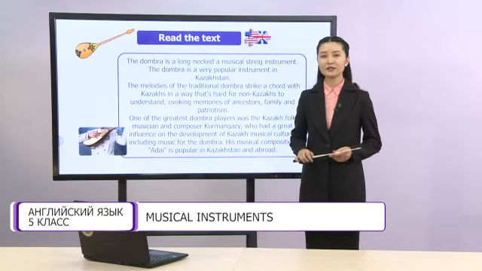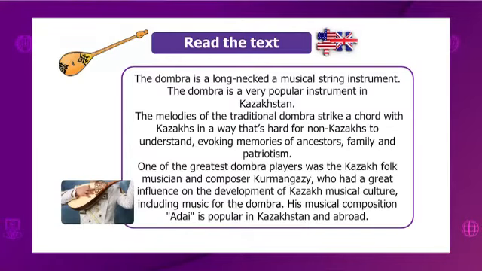Students, let's read the text about Dombra. Please follow and be ready to do the task. The Dombra is a long-necked musical string instrument. The Dombra is a very popular instrument in Kazakhstan. The melodies of the traditional Dombra strike a chord with Kazakhs in a way that's hard for non-Kazakhs to understand, evoking memories of ancestors, family, and patriotism.